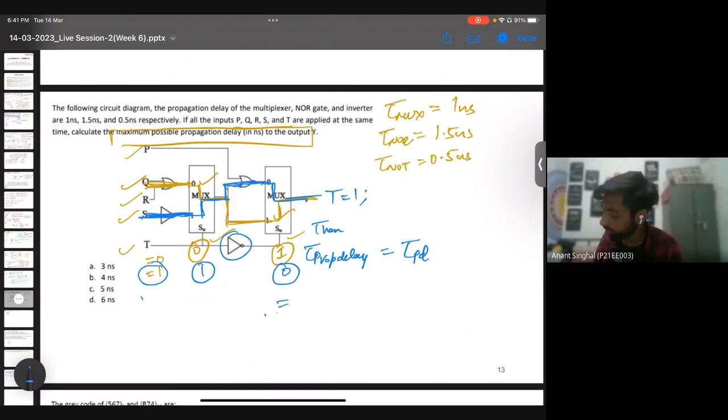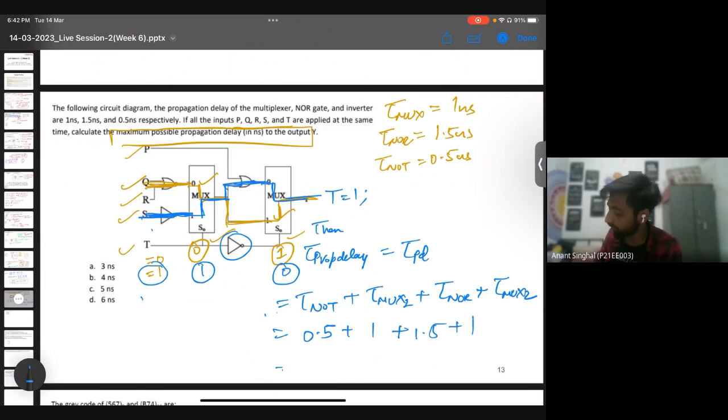is nothing but the NOT gate propagation delay, the mux 1 propagation delay, the NOR gate propagation delay, and then the mux 2 propagation delay. So this will be 0.5 plus mux 1 is 1, plus NOR is 1.5, and then mux 2 is again 1. 2 plus 2, this will be 4 nanoseconds.